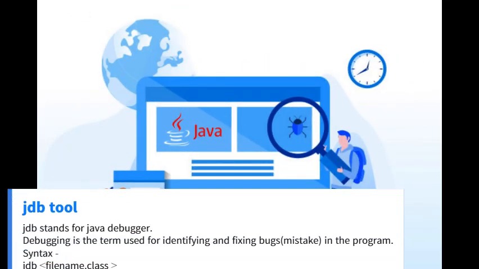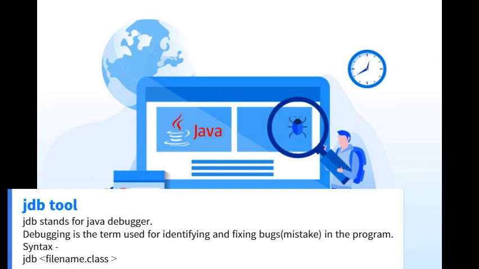Then we see JDB tool. JDB stands for Java Debugger. Debugging is the term used for identifying and fixing the bugs in the program. These mistakes could be syntactical or logical or runtime. You can use the Java debugging tool JDB to debug your Java program. The following is the syntax of JDB and filename.class. That means class name of the file.